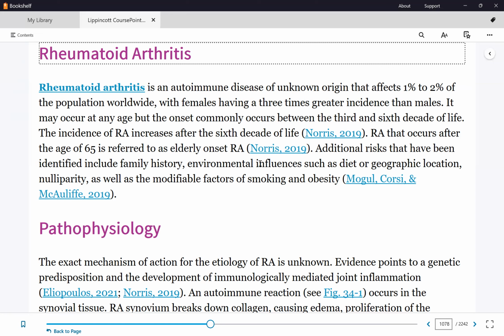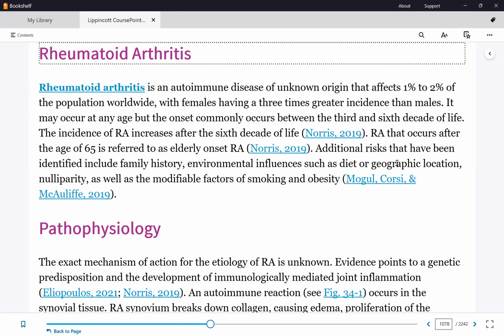So what is it? Again, an autoimmune disorder. We don't know what causes rheumatoid arthritis. We do have risk factors. Here's the incidence: 1 to 2%. That's a lot, right? So how many people are there in America? 330 million as of 2 years ago. So we're now at probably 340 million something. So 1 to 2% of that is how many people? That's still millions of people, right?